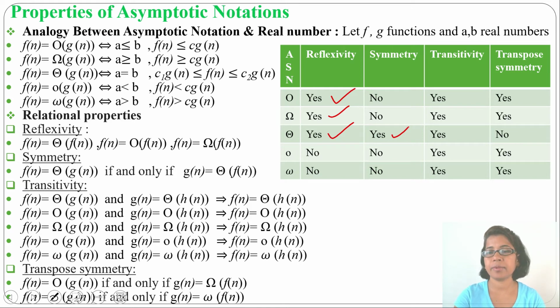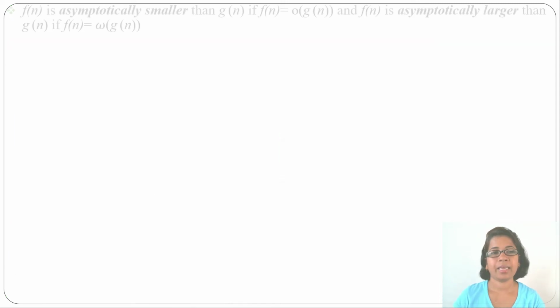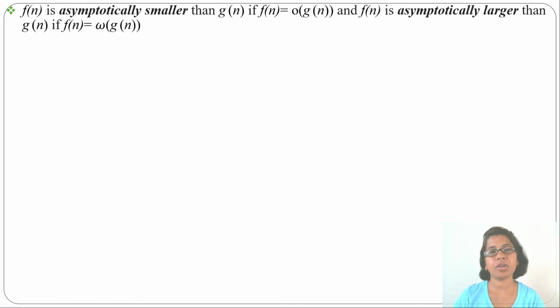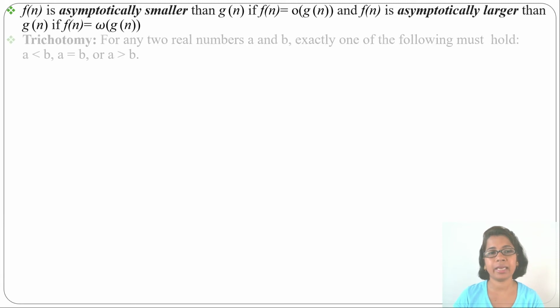Next, the transitive property is satisfied by all the notations. Next, transpose symmetry is satisfied by big O, big omega, little o and little omega, but not satisfied by the theta notation. F(n) is asymptotically smaller than G(n) if F(n) equals little o of G(n), and F(n) is asymptotically larger than G(n) if F(n) equals little omega of G(n).